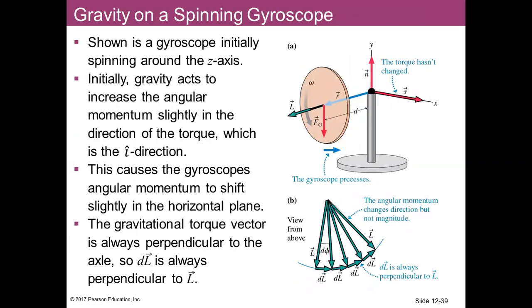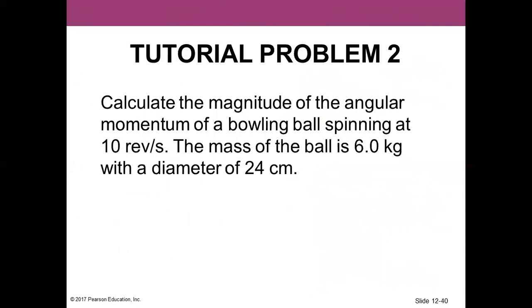Okay. Shown is a gyroscope initially spinning around the x-axis. Initially, gravity acts to increase the angular momentum slightly in the direction of the torque, which is in that direction. This causes the gyroscope angular momentum to shift slightly in the horizontal plane. The gravitational torque vector is always perpendicular to the axis, so perpendicular to L, or the point of rotation. So the torque is always perpendicular to L, like the change of L is always perpendicular to L for a small change.